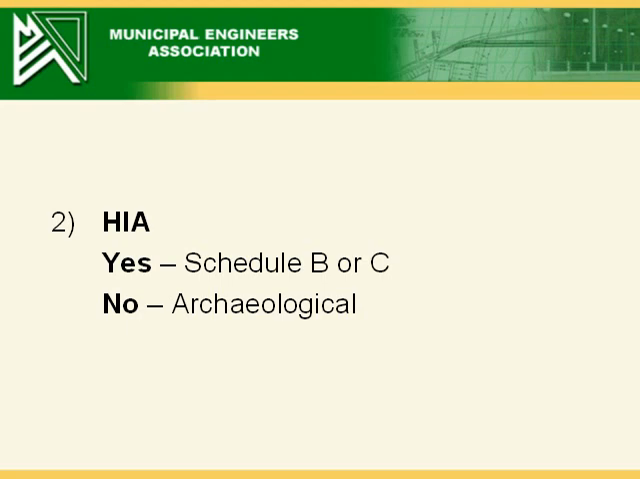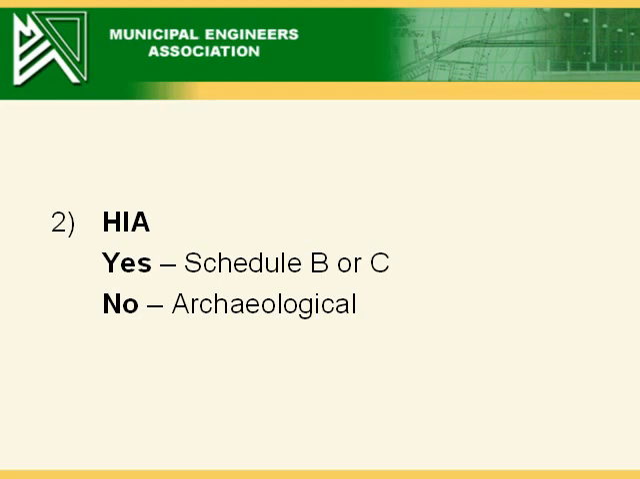Step 2. Undertake a Heritage Impact Assessment, known by the acronym HIA. This report must be completed by a qualified person. This report will determine if the proposed work will impact any cultural heritage resources that have been identified.